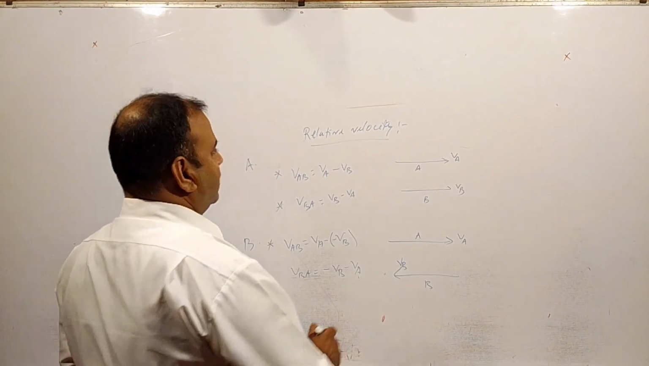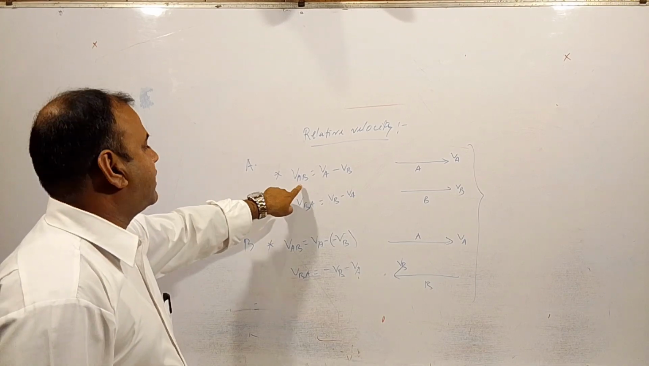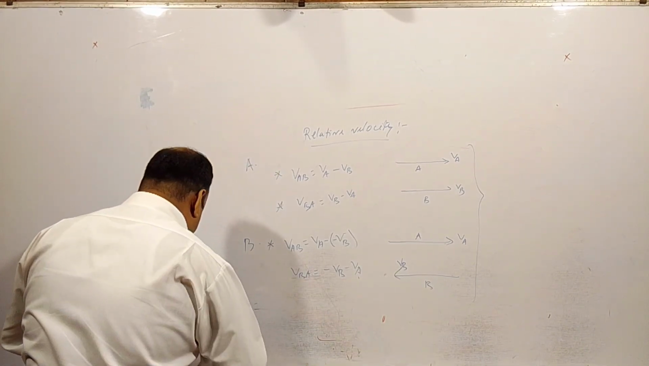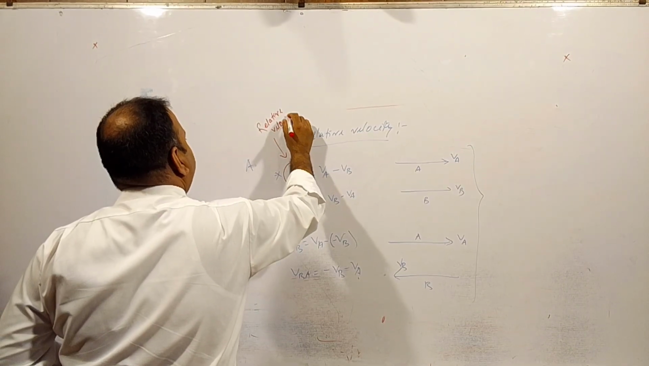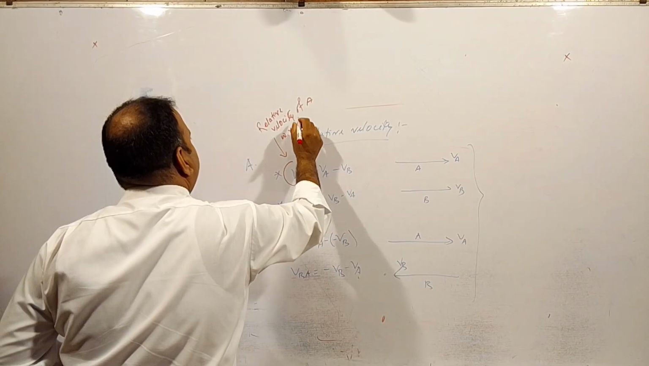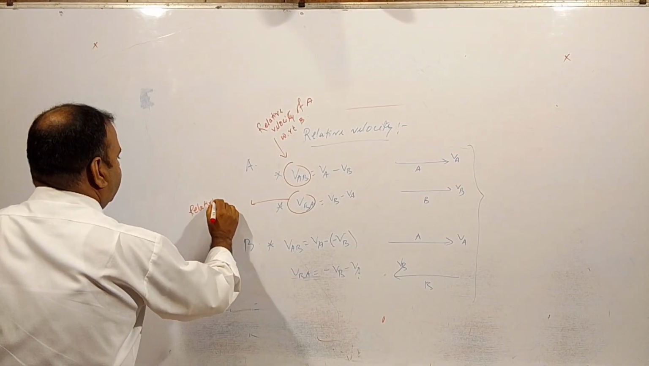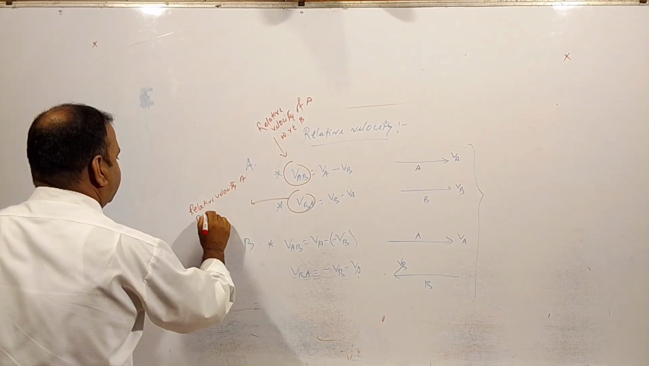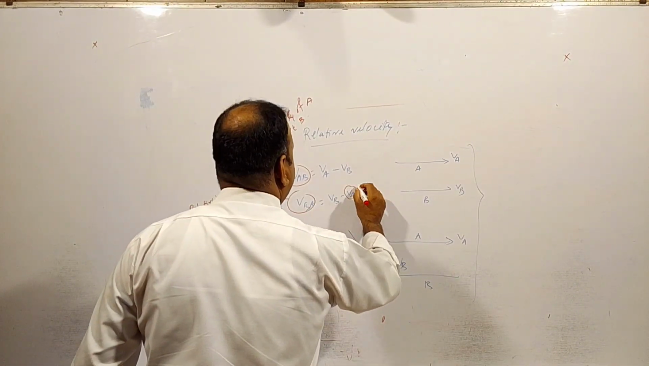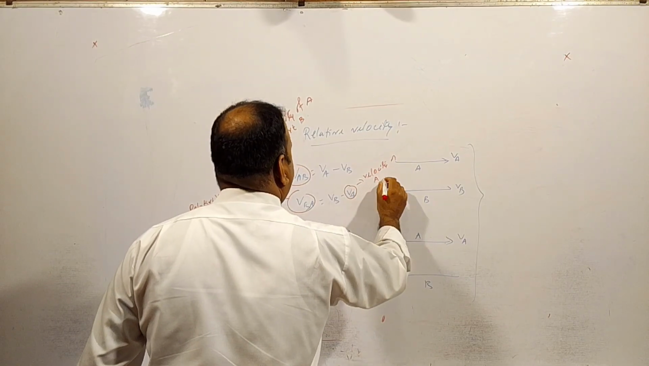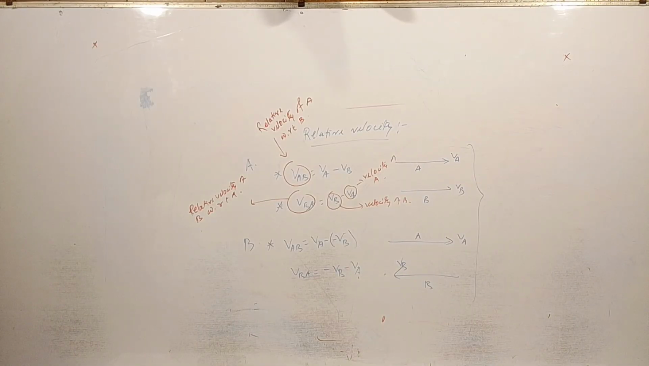So what is the meaning of that? Remember, VAB means the relative velocity of A with respect to B. And VBA means the relative velocity of B with respect to A. Here VA means the velocity of A, and VB means the velocity of B. So this is the idea of relative velocity.